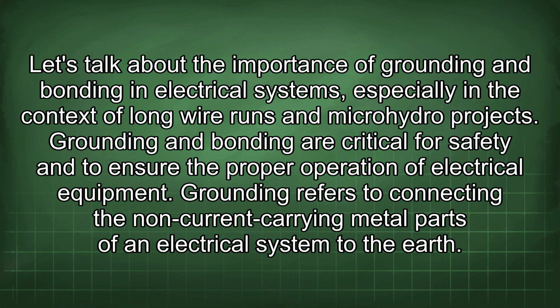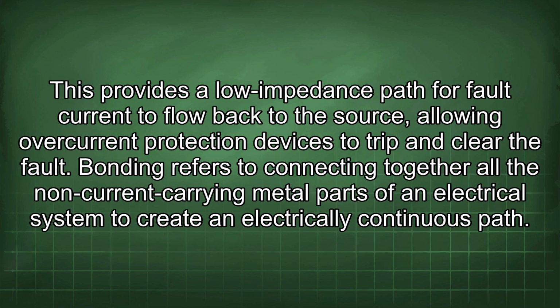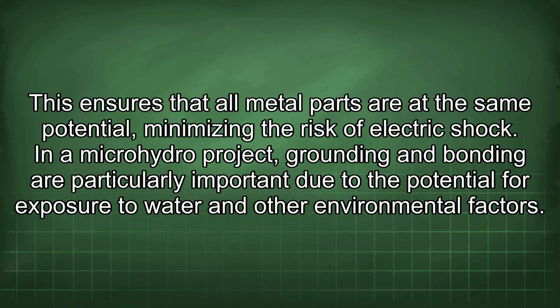Grounding and bonding are critical for safety and to ensure the proper operation of electrical equipment. Grounding refers to connecting the non-current carrying metal parts of an electrical system to the earth. This provides a low impedance path for fault current to flow back to the source, allowing overcurrent protection devices to trip and clear the fault. Bonding refers to connecting together all the non-current carrying metal parts of an electrical system to create an electrically continuous path. This ensures that all metal parts are at the same potential, minimizing the risk of electric shock.